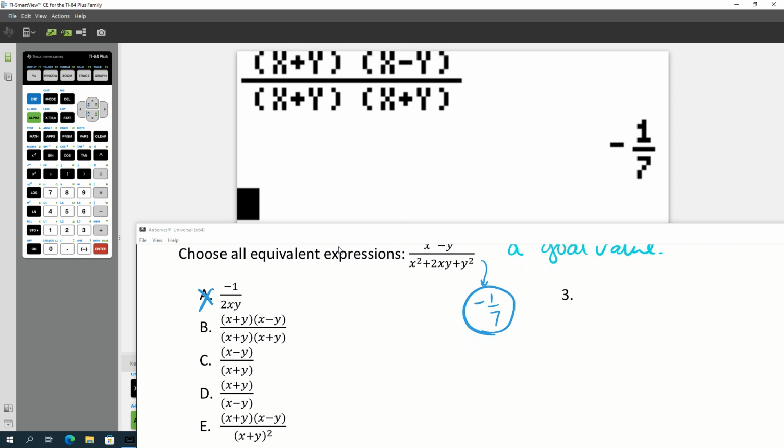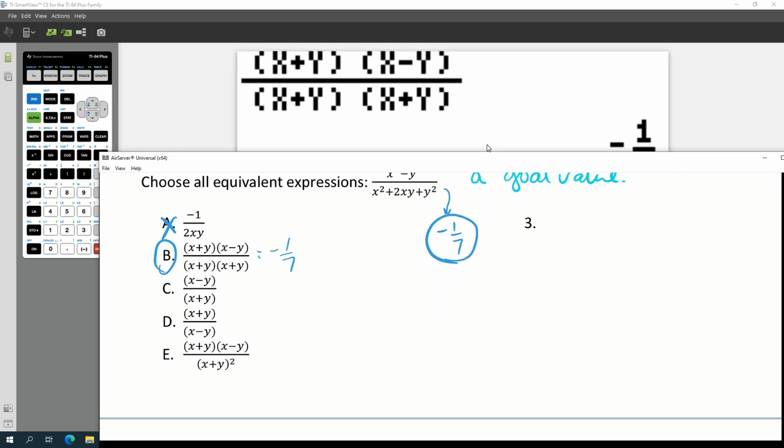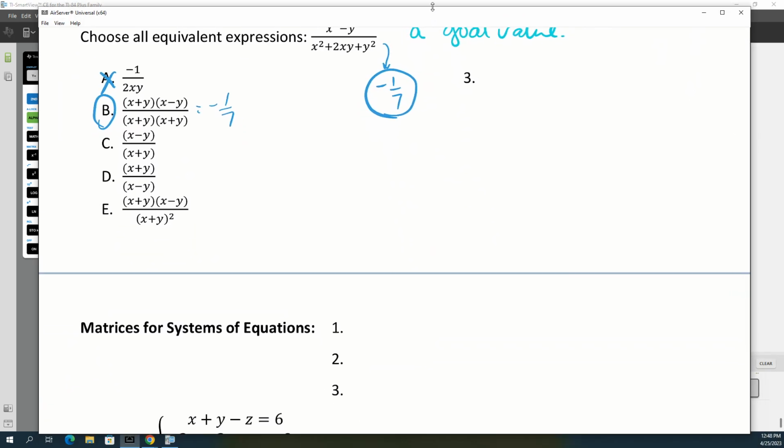There it is, negative 1/7. That is a solution. Now, I'm not going to do all of these. We're going to talk about some algebra for the rest of them. We could check every single one of them. I feel like you all got that.